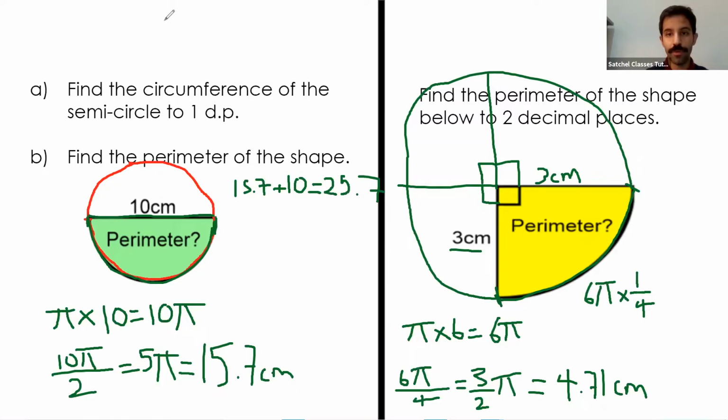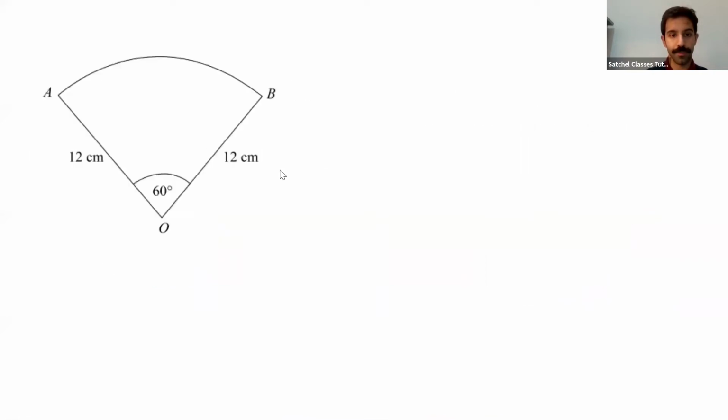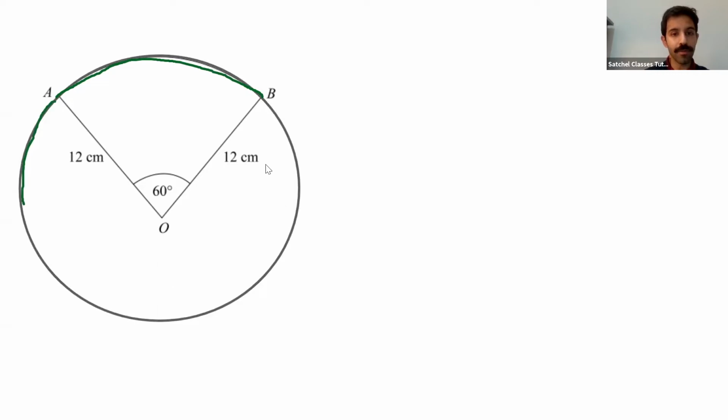All right, moving on. Let's make this a little bit more difficult. I'm just going to clear all the drawings. Now here we have a sector, and we will have to work out the arc length. That would be the distance from A to B, so it will be this distance here. Again, I'm just going to draw the full circle. There we go. So this would be the full circle, and we just want a fraction of our circle, or actually a fraction of the circumference.